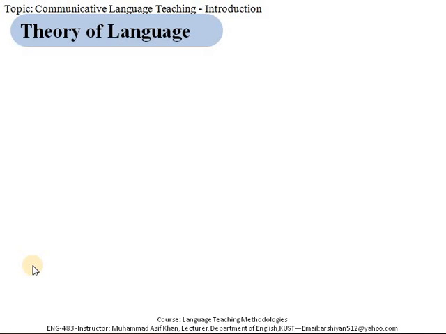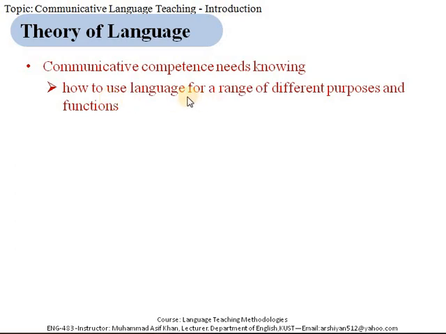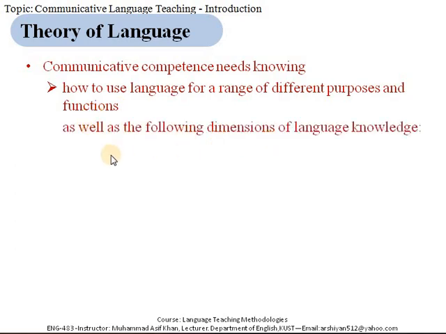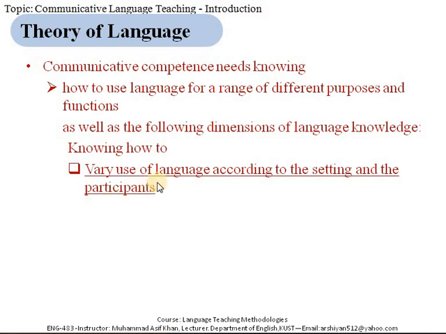The fifth characteristic of the communicative view of language is that communicative competence means knowing how to use language for a range of different purposes and functions, as well as the following dimensions of knowledge. That is knowing how to vary the use of language according to different situations and according to the participants in that communication.